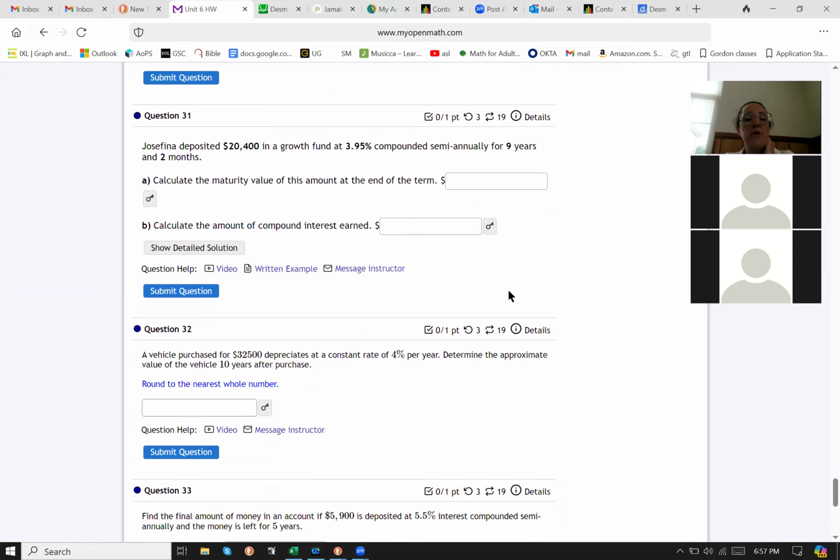Let's move on to number 31. Josephina deposited $20,400 in a growth fund at 3.95% compounded semi-annually for 9 years and 2 months. Calculate the maturity value of this amount at the end of the term. So again, we want the future amount. And for semi-annually, that is twice per year.